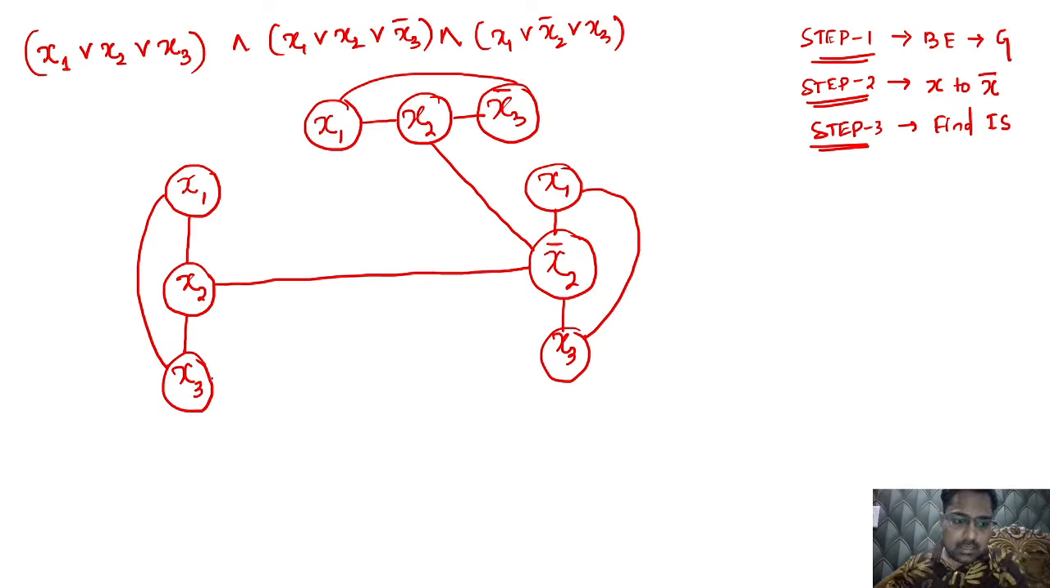Next, here x3 bar, here also x3 bar, we are going to connect it because this literal we are having. Once it is done, step 2 and step 1 are completed. Now we are going to find out the independent set.